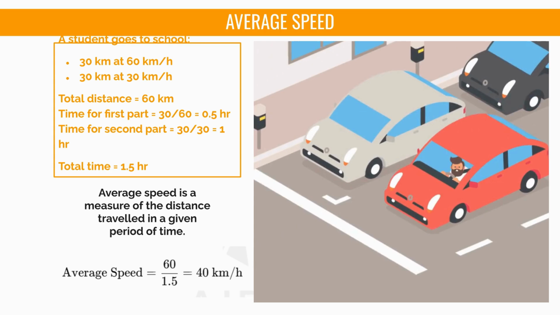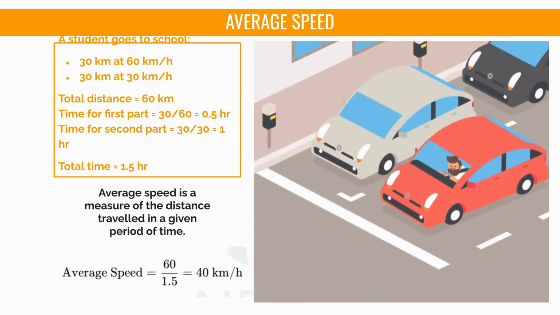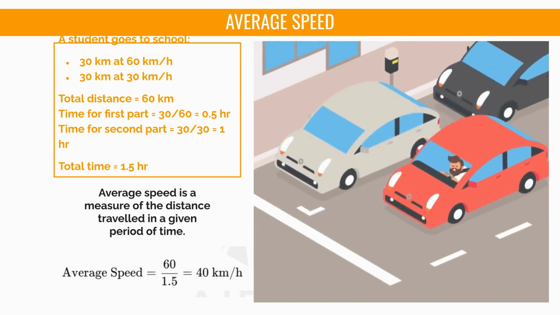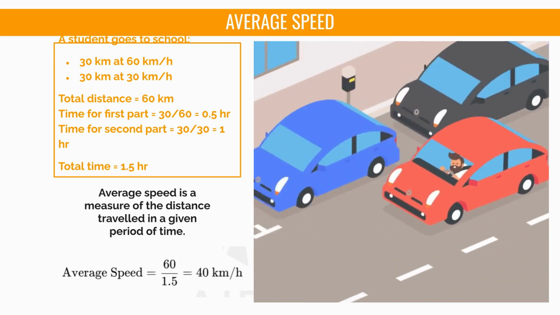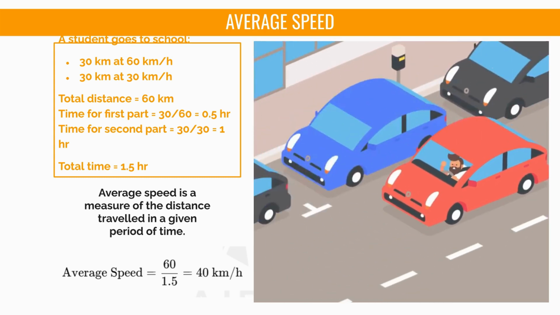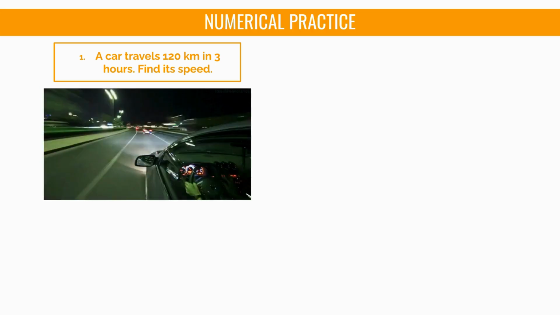In real life, vehicles do not move at constant speed. You slow down, you speed up, you stop at traffic signals. So we use average speed. Average speed is a measure of the total distance traveled in a given period of time. Let's do some numerical practice on speed.